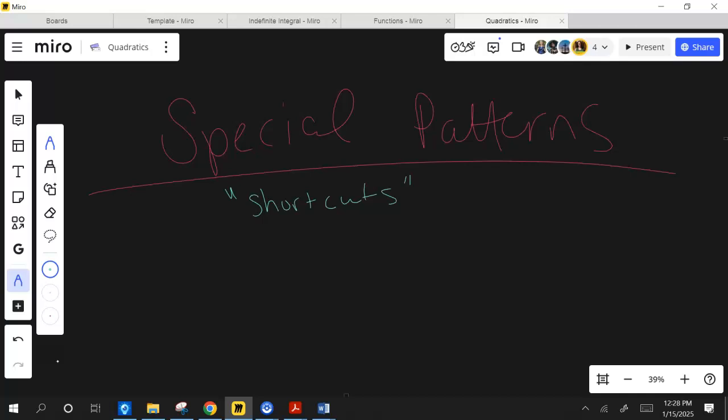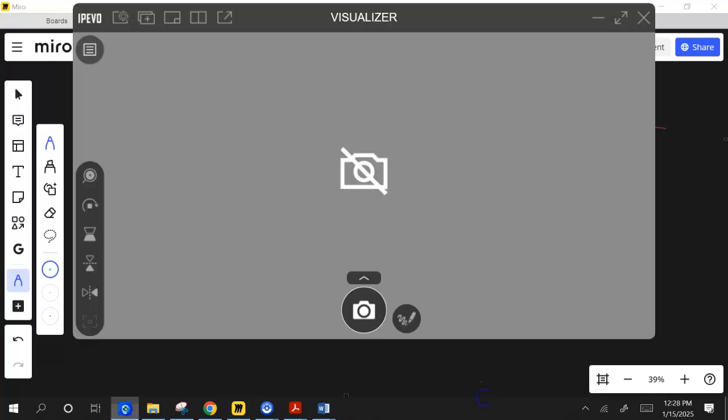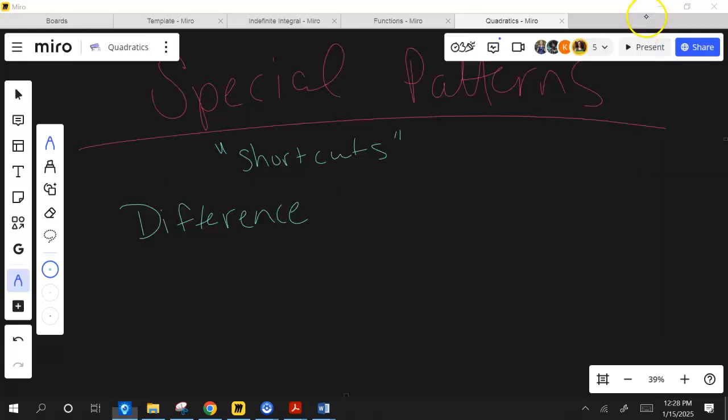Okay. All right. I think I'll start with difference of squares. Is that easier or hard? This one's easy, but let me exit out of this because it bogs my computer down.